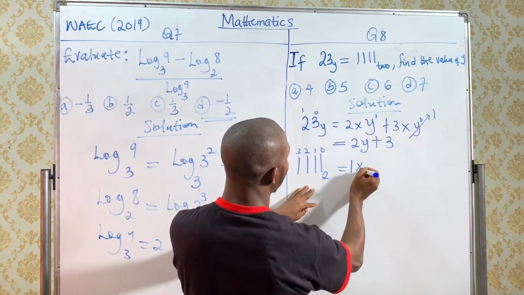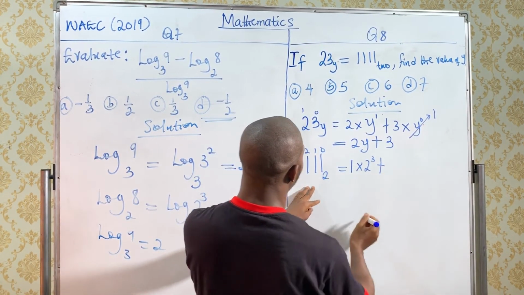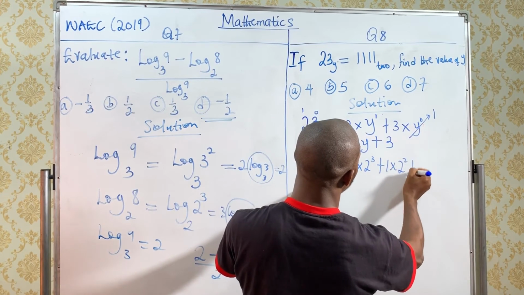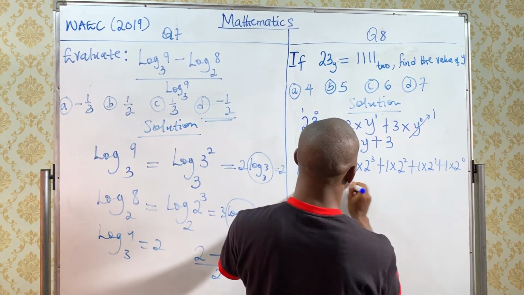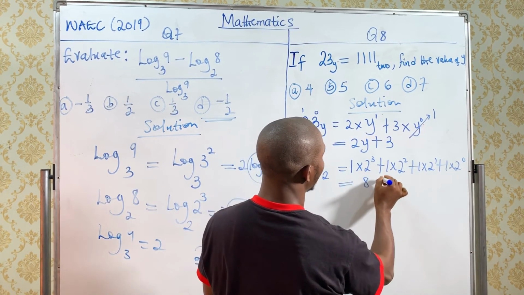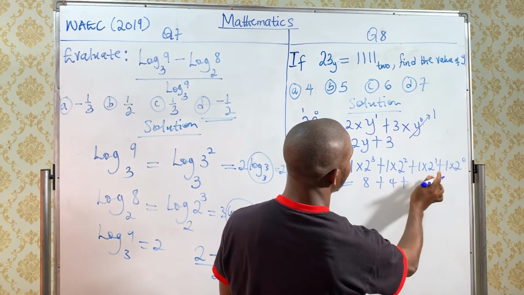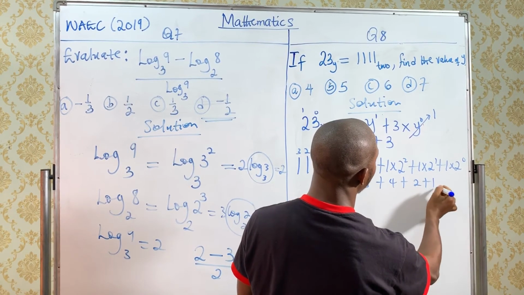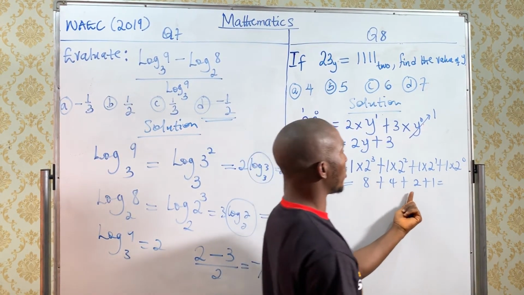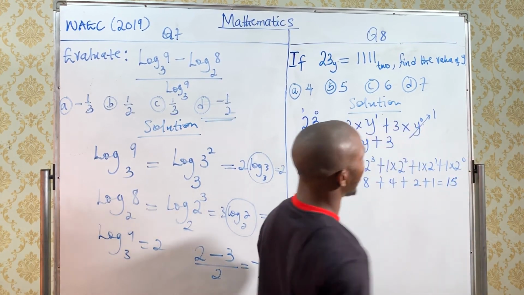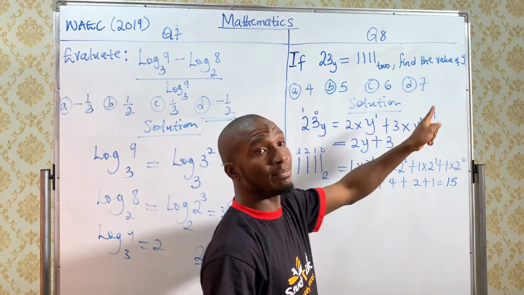So you have 1 times 2 raised to power 3 plus 1 times 2 raised to power 2 plus 1 times 2 raised to power 1 plus 1 times 2 raised to power 0. 2 raised to power 3 is 8, plus 2 raised to power 2 is 4, 2 raised to power 1 is 2, then plus 1. This will give us 8 plus 4, 12. 12 plus 2 plus 1, 15. So the whole of this has become 15 in base 10.